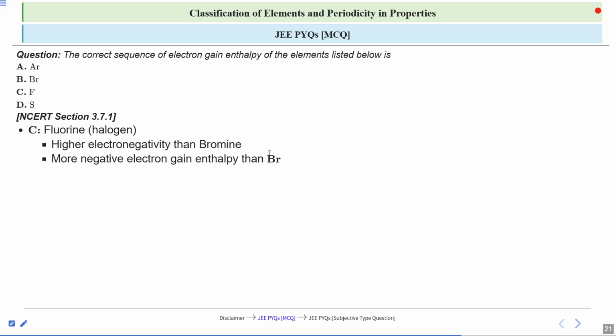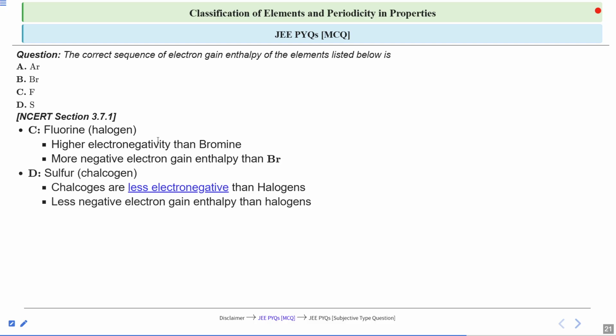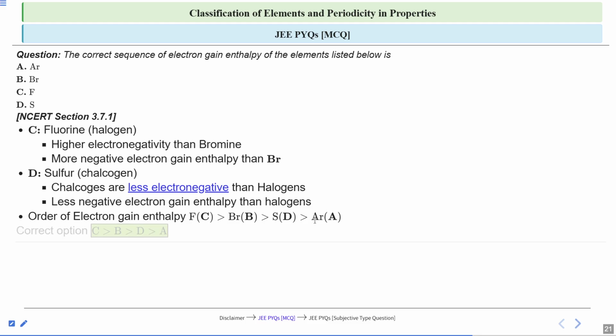So do not confuse here. It's very important. Remember, fluorine has a smaller electron gain enthalpy as compared to chlorine, but it has a higher electron gain enthalpy than all of the remaining halogens, including bromine. Lastly comes sulfur. Of course, it is less electronegative than these halogens, and hence it will have a lower electron gain enthalpy. Therefore, we can write the order as first fluorine, then bromine, sulfur, and then argon. The correct order is C, B, D, and A.